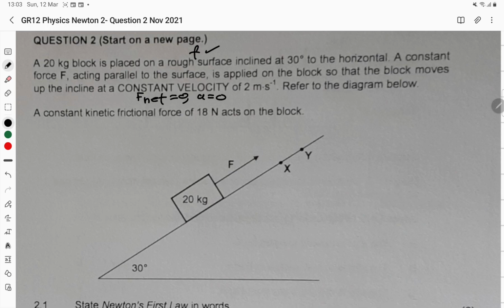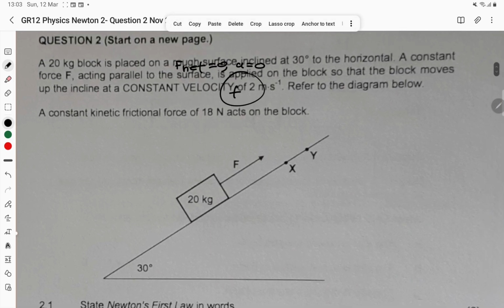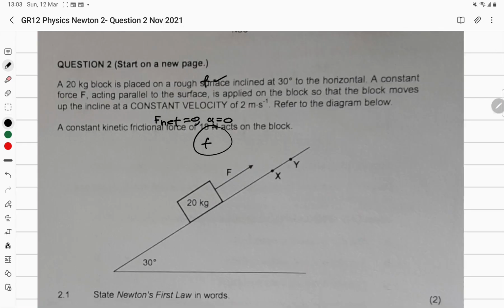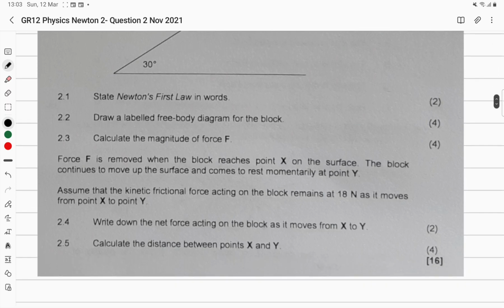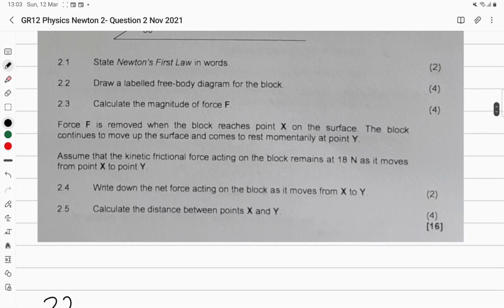Study the diagram below. It tells us that Fk is 18 newtons. So your friction is 18 newtons, and that will be downhill because it is moving at 2 meters per second up the incline. All right, so state Newton's first law in words. Well, you'll have to just study those yourself.